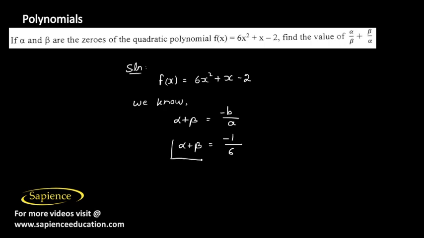So we found the sum of the zeros value. Now the product of the zeros should be equal to constant term by coefficient of x square. So in this case, that will be minus 2, the constant, divided by coefficient of x square, which is 6. So the product of the zeros is minus 1 by 3.